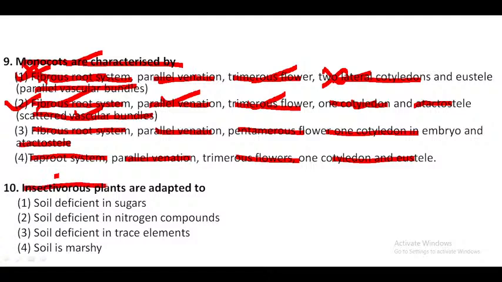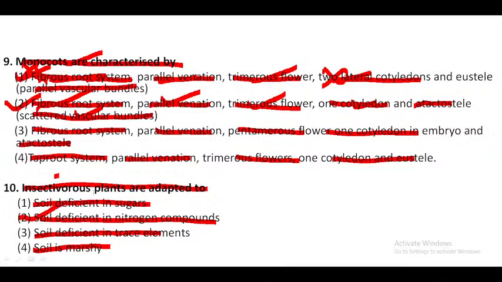10th question: the insectivorous plants are adapted to soil deficient in sugar, soil deficient in nitrogen compound, soil deficient in trace elements, and soil that is marshy. So your answer would be soil deficient in nitrogen compound. So this is the 10th.